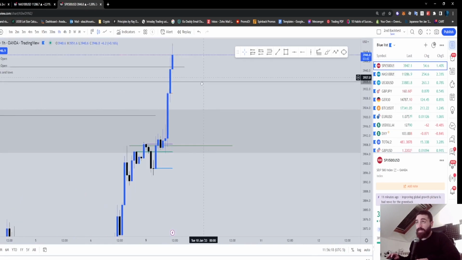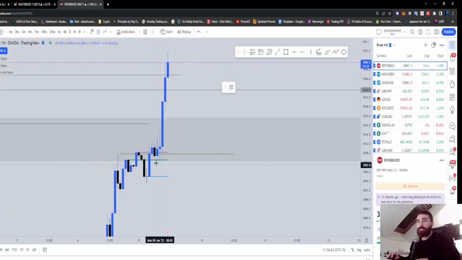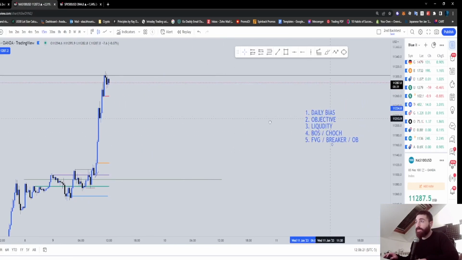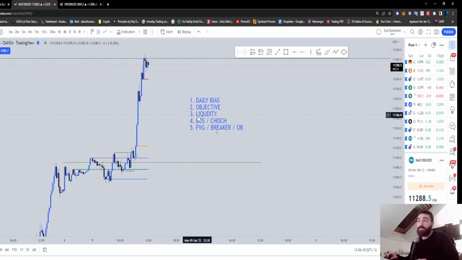Okay, let's go a little bit deeper now. This is the 1 hour time frame, and as we can see here, the price took liquidity from here. This is at 8 o'clock. Now down to the 15 minutes time frame. Let's check what we've got so far. Our daily bias is bullish. We know where the price wants to go. We know the objective of going higher. We want to see the liquidity. We saw it on the 1 hour time frame.